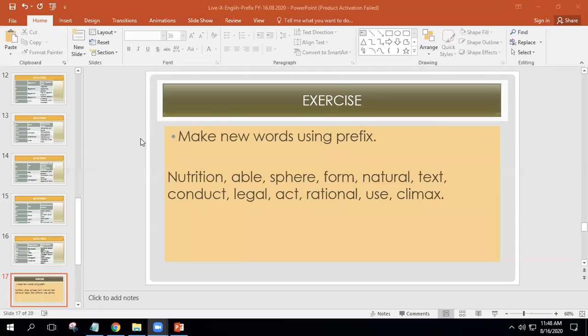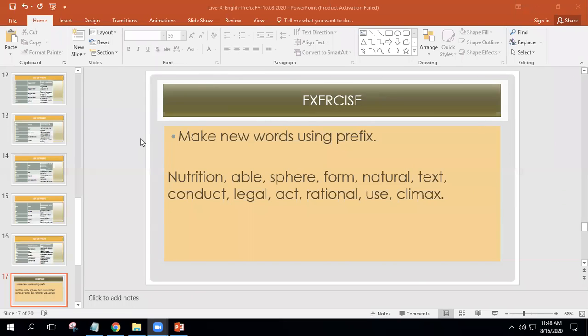Which one do you like? Ma'am, conduct. Okay. What will be the conduct? Ma'am, misconduct. Misconduct? Okay. Thank you very much. Next, Hasin. Ma'am, sphere, unsphere. Sorry, hemisphere. Okay. There is no term called unsphere, so far as I know. Thank you very much. Hemisphere means half sphere.